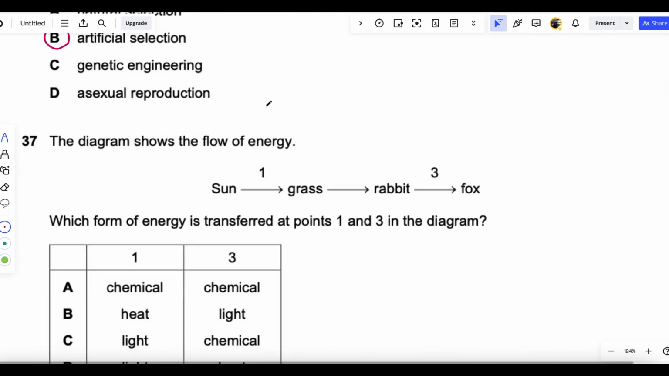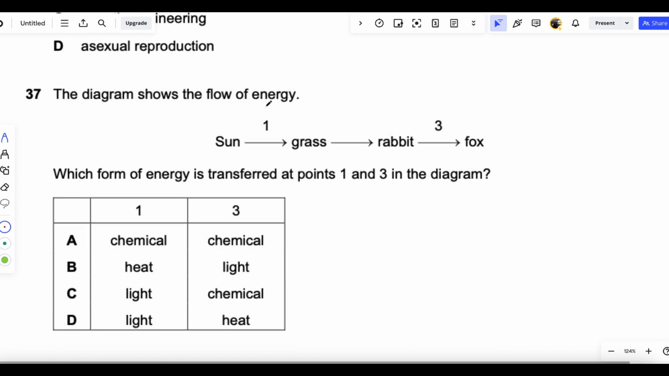Now we go to question 37. The diagram shows the flow of energy: sun to grass, rabbit eats grass, a food chain. Which form of energy is transferred at points 1 and 3 in the diagram? At point 1, the energy from the sun to the grass is sunlight, right? It's light energy.